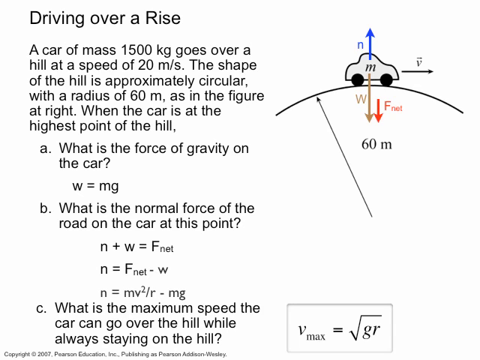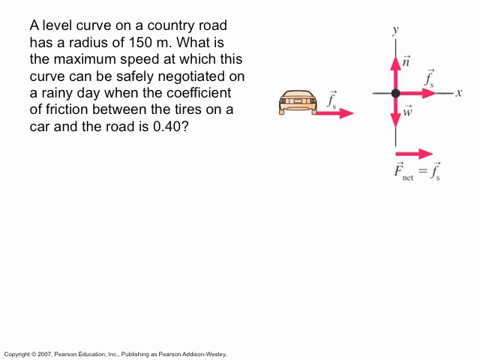A level curve on a country road has a radius of 150 meters. What is the maximum speed at which this curve can be safely negotiated on a rainy day when the coefficient of friction between the tires on a car on the road is just 0.40? Well, if our net force is equal to the force of friction, then our net force is related to an object going around a curve, so the net force is mv squared over r.